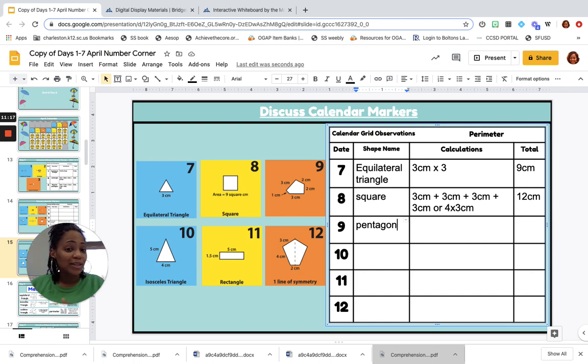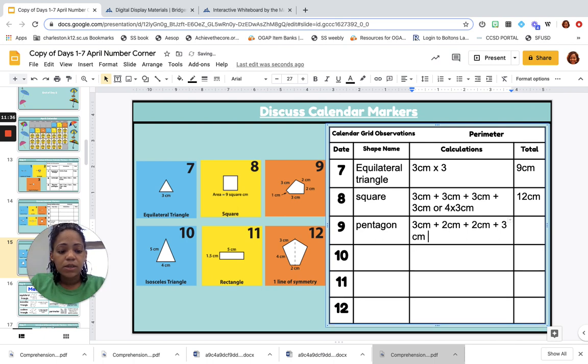A regular shape has all sides the same length. If it's not regular, that means the side lengths are all different. And we can see that represented here with this calendar marker. So we have 3 centimeters plus 2 centimeters plus 2 centimeters plus 3 centimeters plus 1 centimeter. So 3 plus 2 plus 2 plus 3 plus 1. What are we going to get?